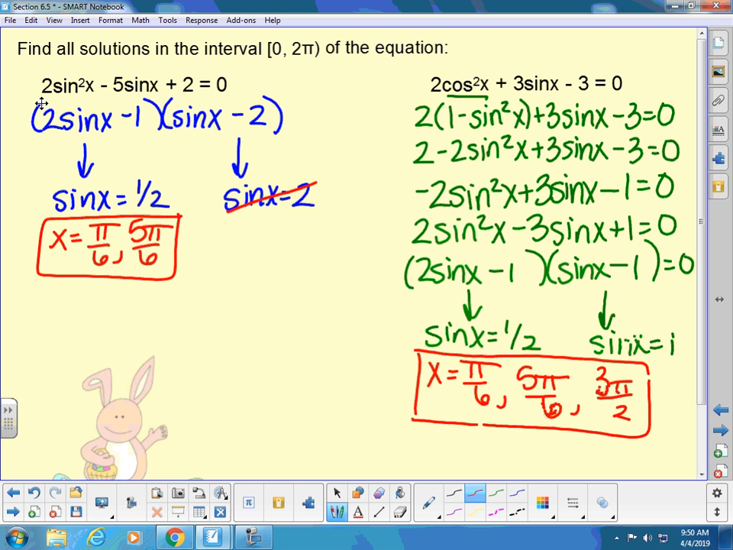Isn't it just 5 over 2? Oh, thank you, thank you. I was looking at negative 1 for some reason when I did that. How'd you do? Questions?